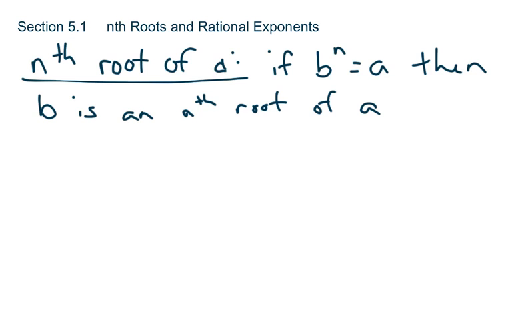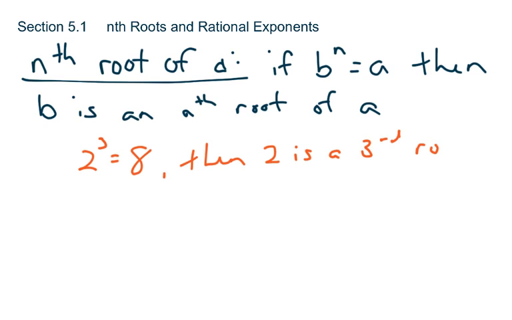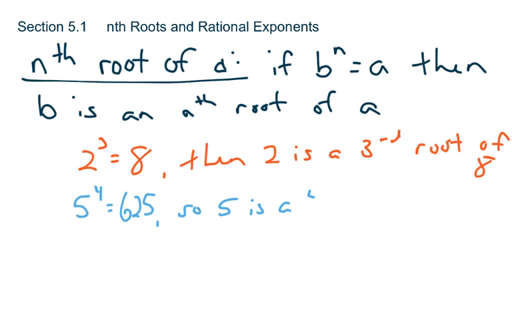Basically what that means, and we had this example in class, if 2 to the third is equal to 8, then 2 is a third, or you could say cube, root of 8. Or we could say that 5 to the fourth power is equal to 625. So 5 is a fourth root of 625.